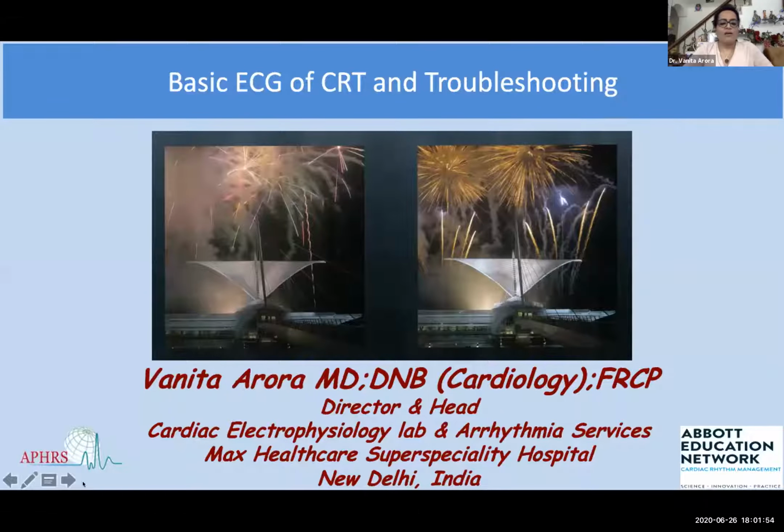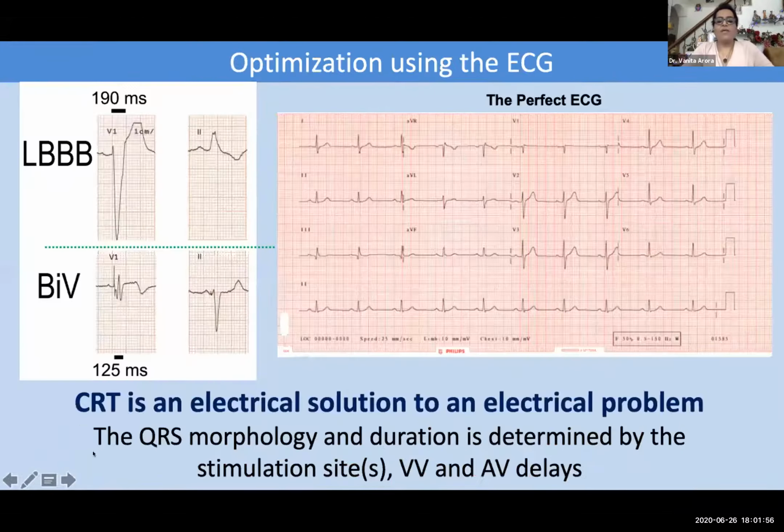So if you can see my slide, the right side says a perfect ECG. This is what we love: a beautiful sinus rhythm, a narrow QRS, 1:1 conduction. And this is what we are aiming at when patients show a wide QRS of an LBBB, left bundle branch block. We try to narrow it down so that it looks as perfect an ECG as possible.